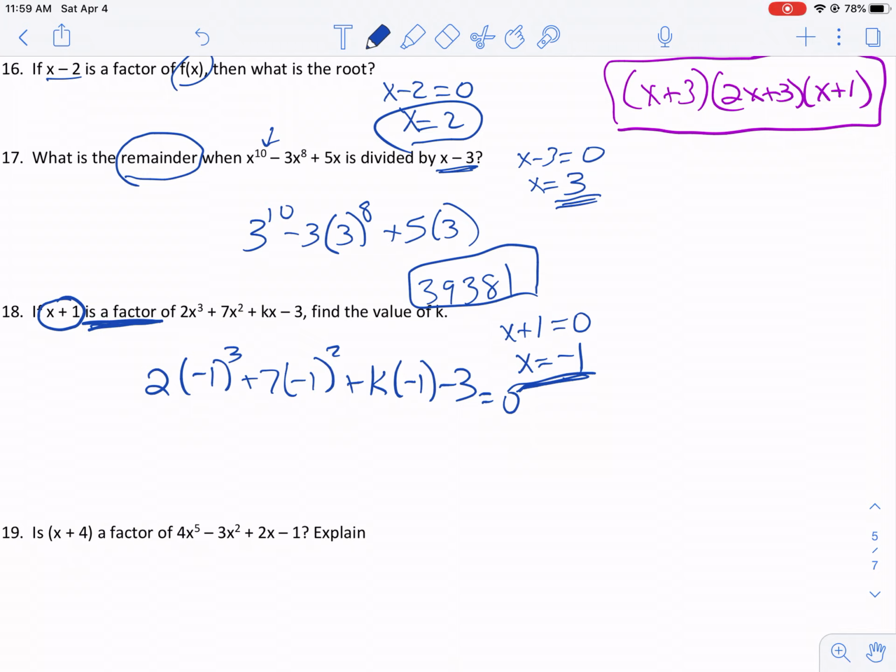Alright, so this is going to give us -2 plus 7 minus k minus 3 equals 0. Combine like terms. That's going to give us 2 minus k equals 0. When I add k to the other side, k is going to equal 2.